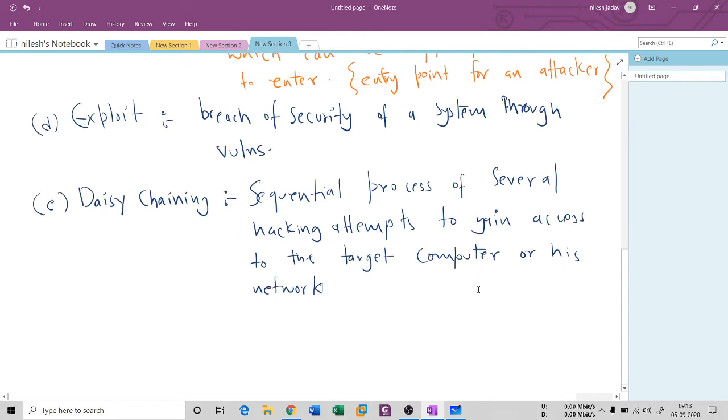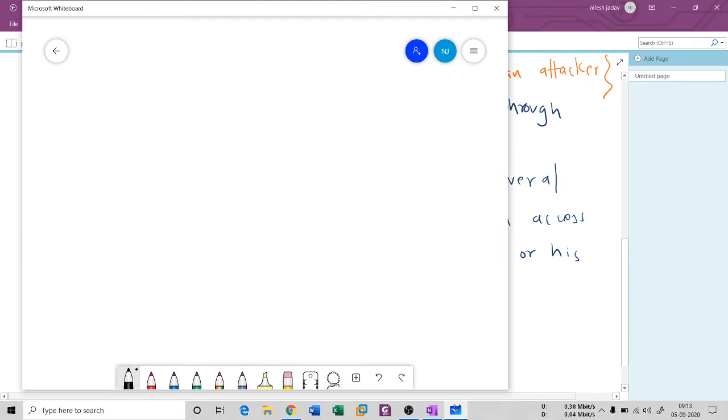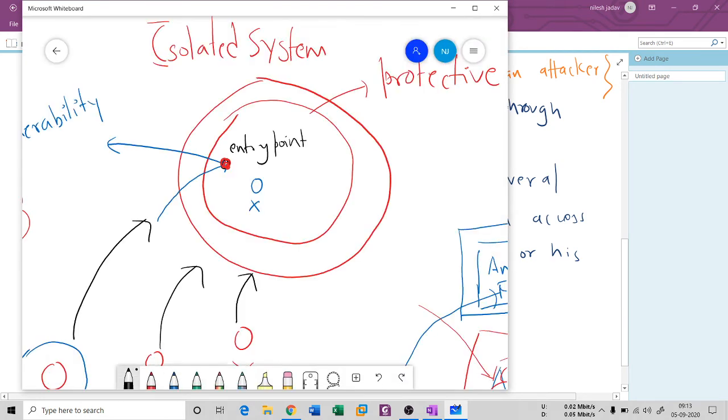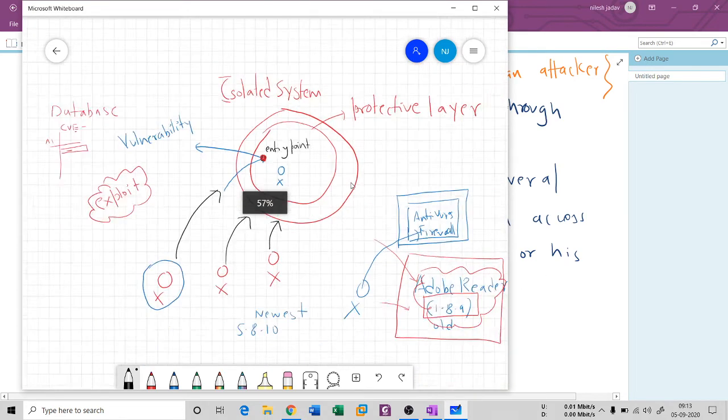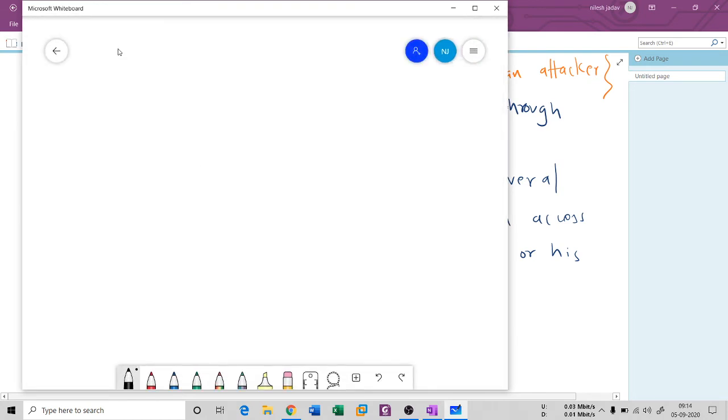After daisy chaining, let's understand something called a payload. Sir, what is payload? Payload is very simple. In the previous example, where is it? I think this is the example. This is the diagram we had seen, and you already found this vulnerability and exploited it. This is the thing you already know. Now let's come back to the new whiteboard and see the same diagram again.